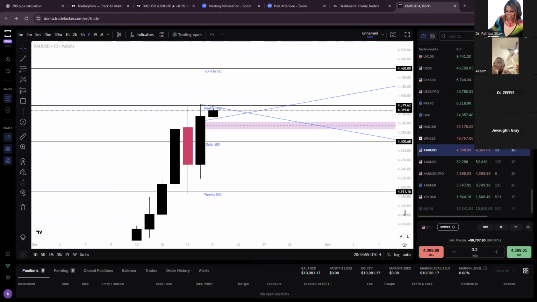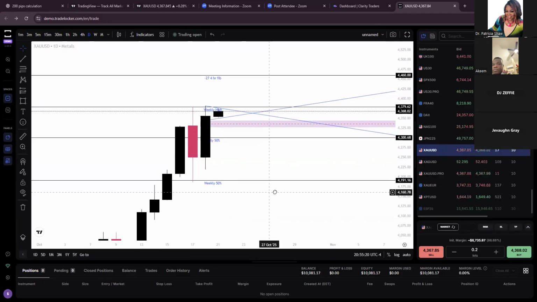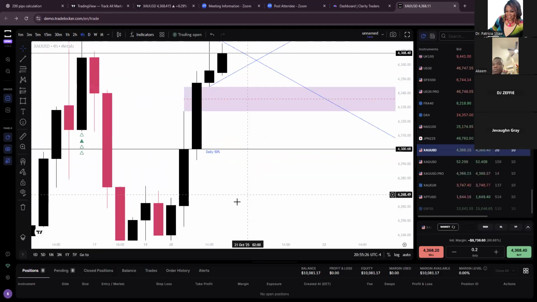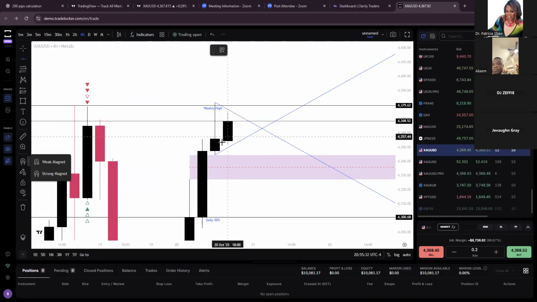Which other zone do you have? And then at 4460, that's the negative 27 on our 4 hour fib. 4460, yep. And then when the 4 hour closes, I guess we can go ahead and mark the 4 hour low because that's not going anywhere. So our 4 hour low here.